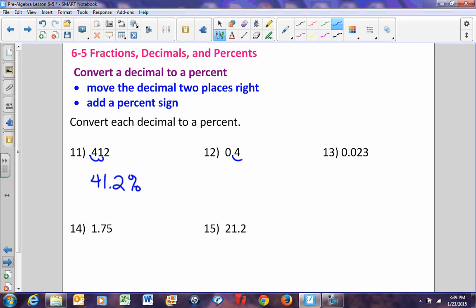0.4 as a percent is actually 40%, because if you move the decimal point past the end of the number, you have to put a 0 where that digit would be, so that we have something in that place value. 0.023, move the decimal point 2 places to the right, 2.3%.